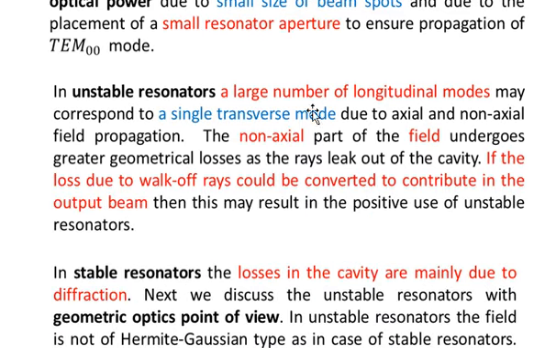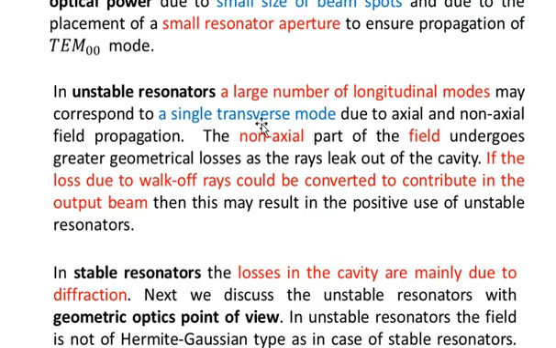In unstable resonators, a large number of longitudinal modes may operate. Modes here means the modes corresponding to different wavelengths. So in an unstable resonator, a large number of longitudinal modes may operate.